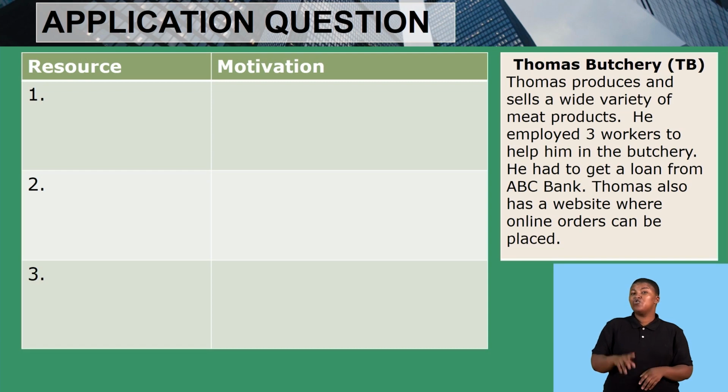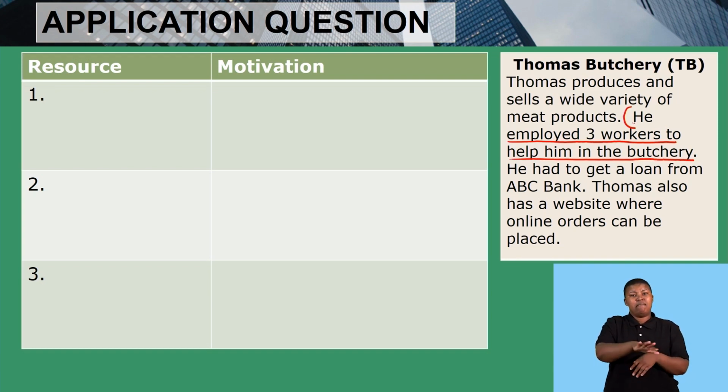Thomas produces and sells a wide variety of products. This is only an introduction. But the second line states, he employed 3 workers to help him in the butchery. So he has now employees, and these employees we refer to as human resources. So this is our first resource.